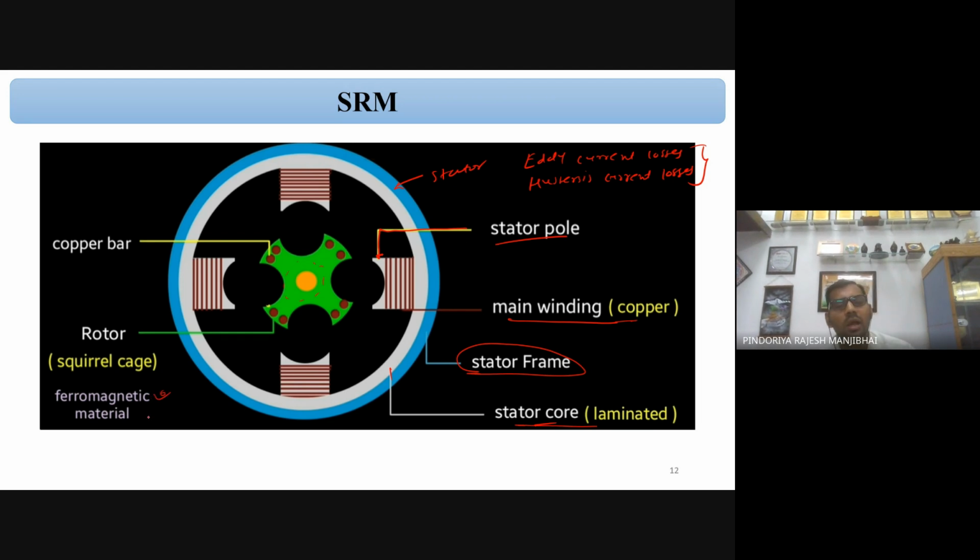Normally during interviews they ask which type of material is used to design the rotor. So it is a ferromagnetic material, and this is a copper bar. We add the copper bar so we can get more power, some mechanical power, or you can say more torque. So this is the typical structure of your switch reluctance motor. On the rotor side there is no winding, only a copper bar, otherwise an aluminum bar.